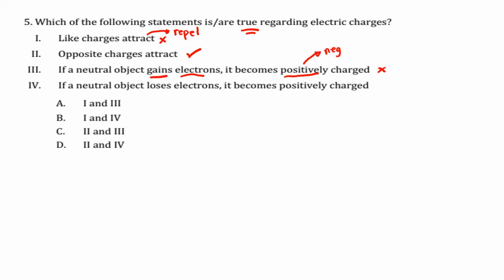When an object gains an electron, which is a negatively charged particle, it becomes negative because an electron is negatively charged. Next, if a neutral object loses an electron, it becomes positively charged. This is correct because if you lose an electron, which is a negatively charged particle, then you will become less negative, or in this case the object could become positively charged. So therefore, which statements are true? We have statement number 2 and statement number 4, and that gives us letter D.